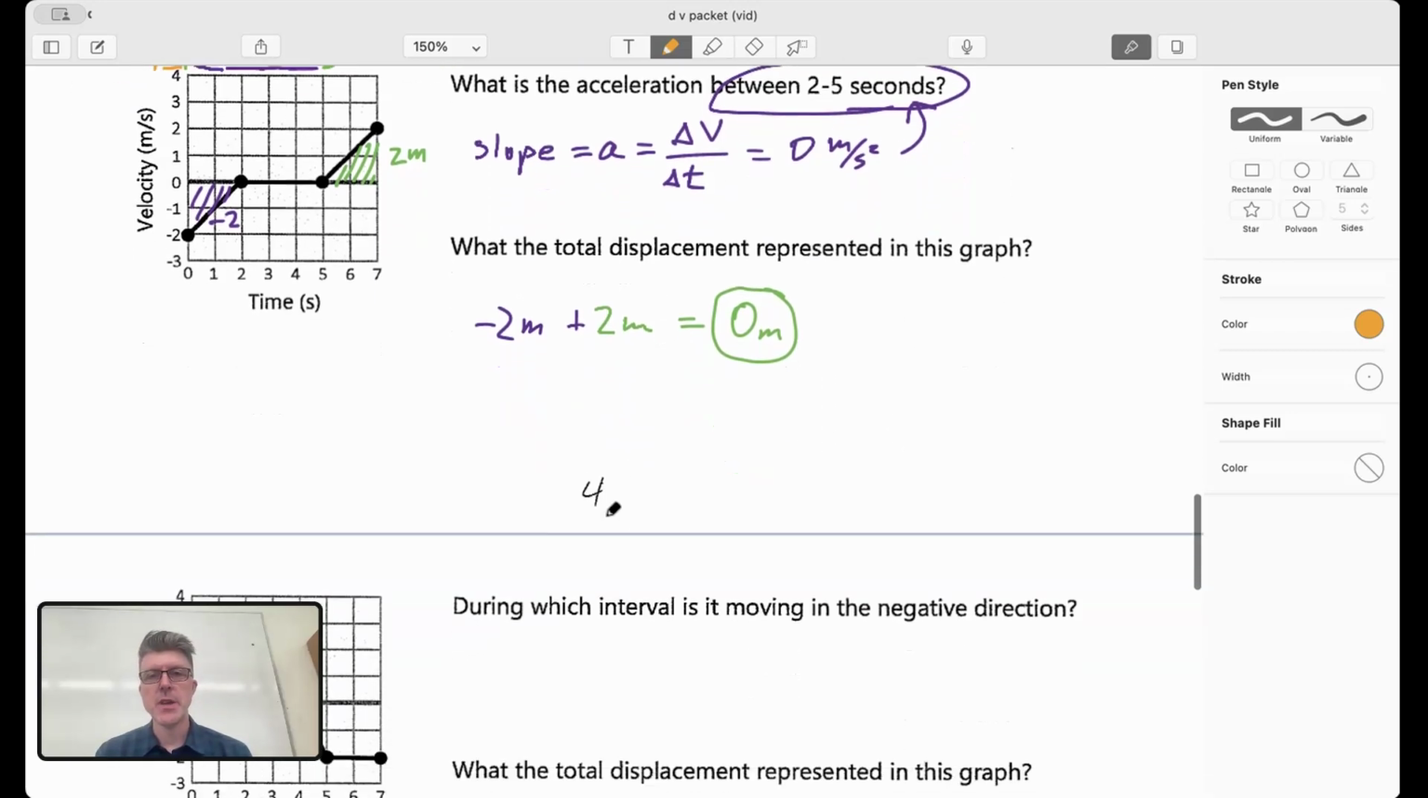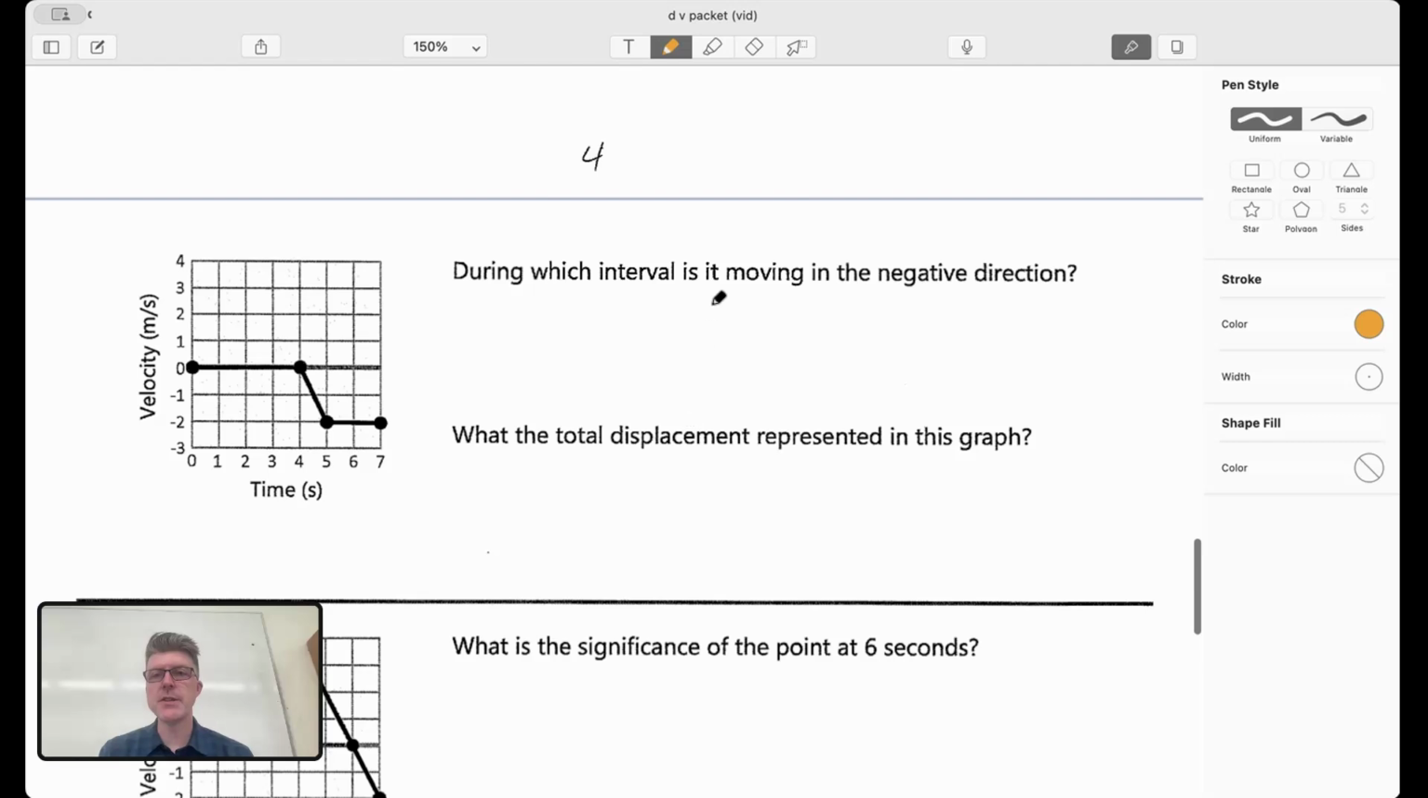Okay, during which time interval is this moving in the negative direction? I'll stay with orange.